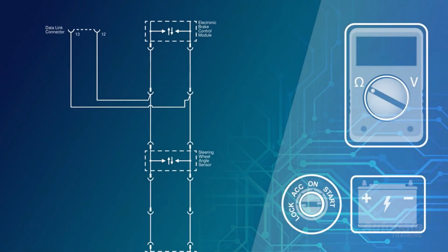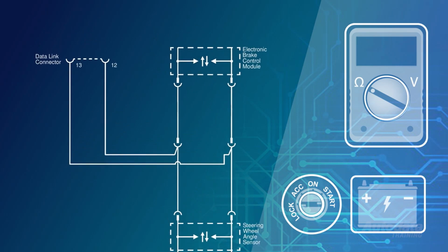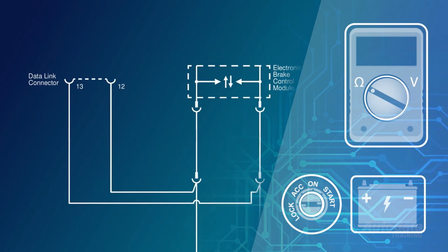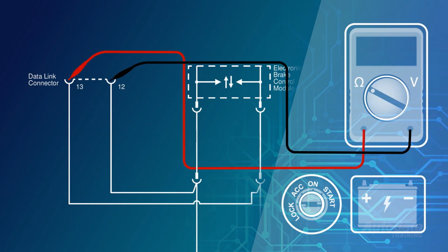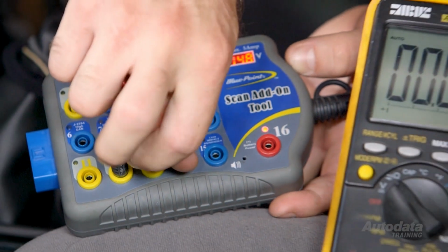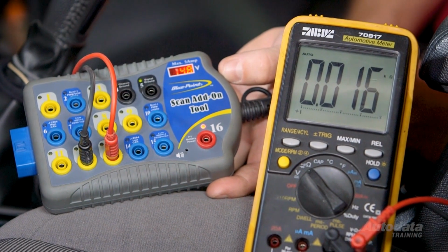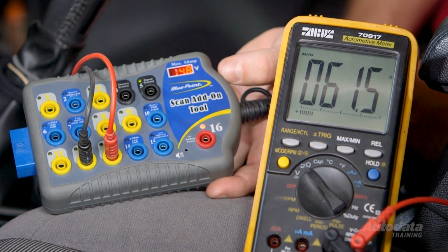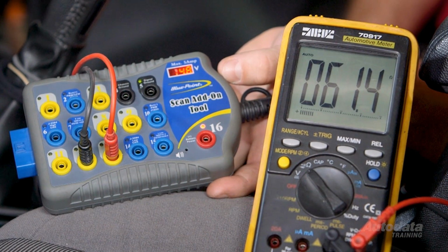Referring to our schematic, we can see this bus network uses a linear topology, and we can test the ESP CAN network by connecting between terminals 12 and 13 of the DLC. Turn the ignition off and allow the bus to shut down. Set the meter to ohms and connect between the two terminals. 60 ohms should be seen in a correctly functioning network.